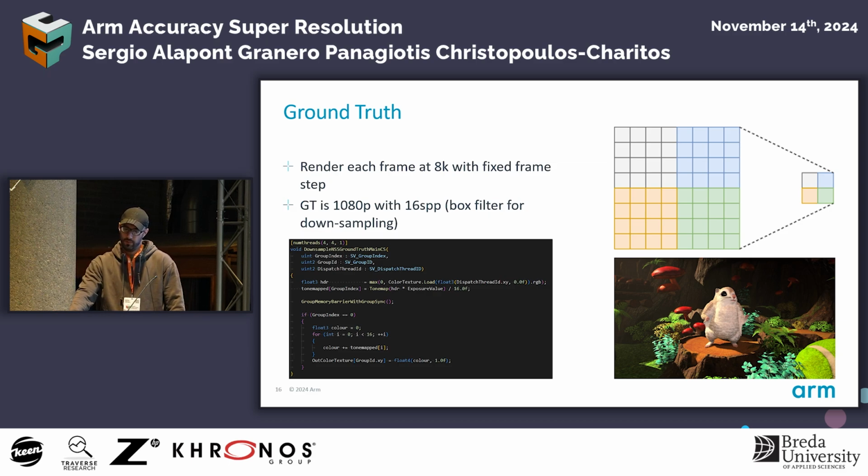Our first step of generating this dataset is the ground truth. And we start by capturing using a specific fixed timestamp that is used to emulate the frame rate we want to target, 30 or 60. We render at 8K resolution, and then we use a box filter to scale it down to 1080p. So every pixel of this 1080p image is the average of 16 pixels.